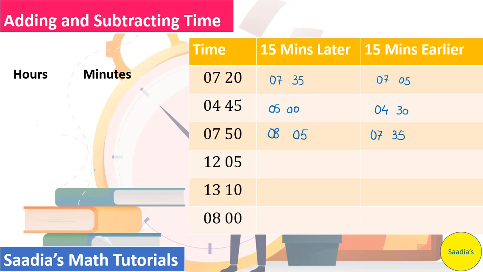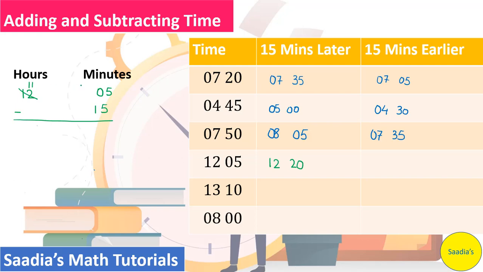What will be the time 15 minutes later? It will be 12 hours and add 15 to 5 minutes, 20. And what will be the time 20 minutes earlier? Now, 5 and 15. We cannot subtract 15 minutes from 5 minutes. 5 minutes is smaller, 15 minutes is more. So we need to borrow from here. Here we will have 11 hours.